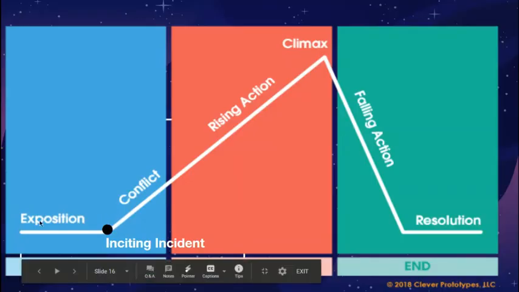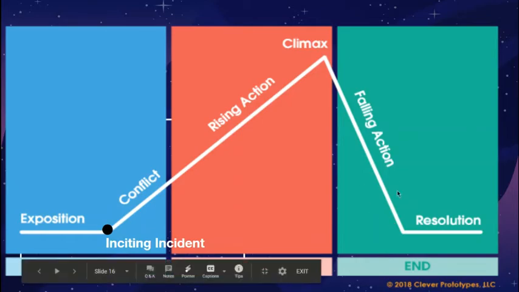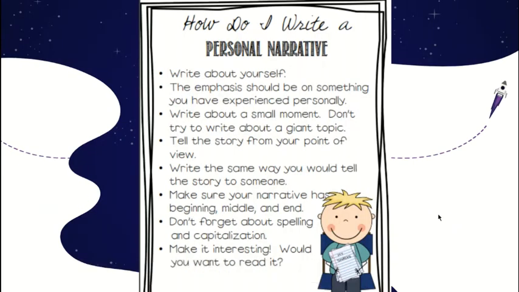We need to have that beginning, exposition, inciting incident, middle with our rising action and climax, and end with our falling action and resolution. So we just need to make sure that we have those sort of things. It says don't forget about spelling and capitalization. That's something that we'll do in the editing phase. So if you do better with speech to text and you're just speaking out your story, that's totally fine. Go for it, absolutely.